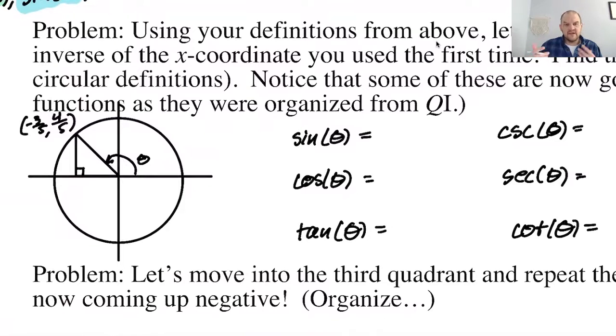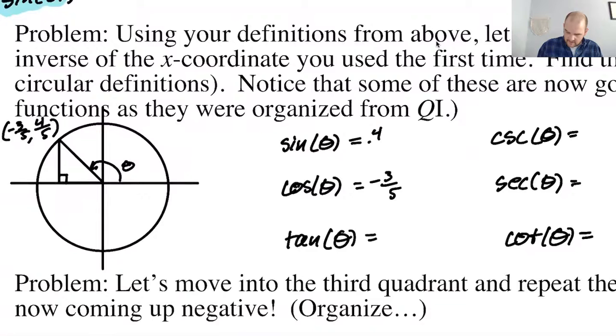X is cosine, so cosine of theta is negative 3/5, which is interesting because that's negative. That has never happened to you in a right triangle before. There are no negative ratios that you can get out of a triangle. But now we've moved on to circular definitions. These are the unit circle definitions. Sometimes these can be negative. And this is like a brand new idea.